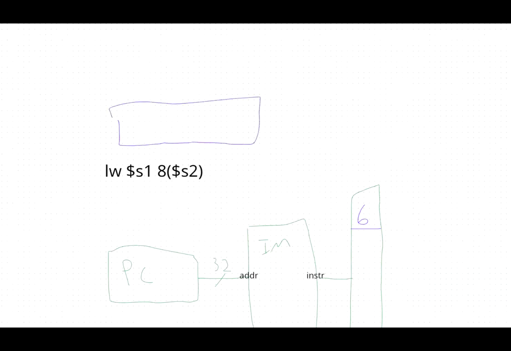So how does the format of this look? Again, we have the 6 bits for the opcode, and then the S1. That's the destination. I'm just gonna call it RS, whatever it is. And then what is going over here? What's going on over here?